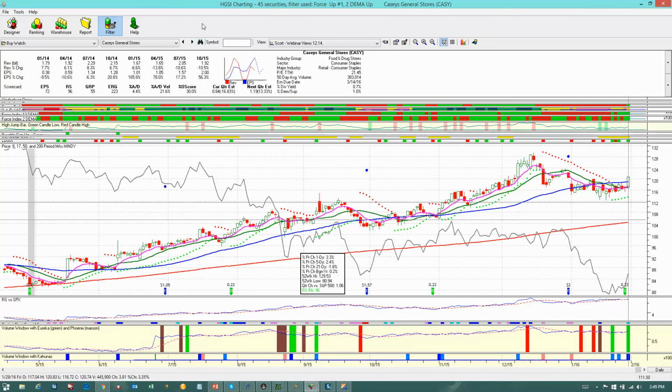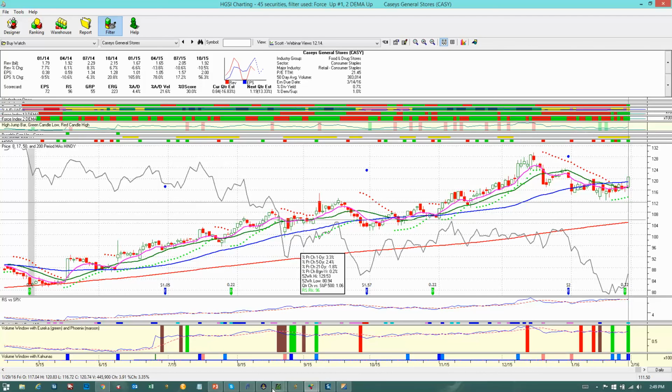Casey's General Store. You go look at this one. This is one that I almost took as my stock of the week. The reason why I didn't take it was because it's a $120 stock. If I look at an HGSI, I see it pays a 0.7% dividend. It has decreasing earnings for next quarter, then it picks up the following quarter. Uptrend, pull back to the 50 with the kahuna at a pocket pivot.